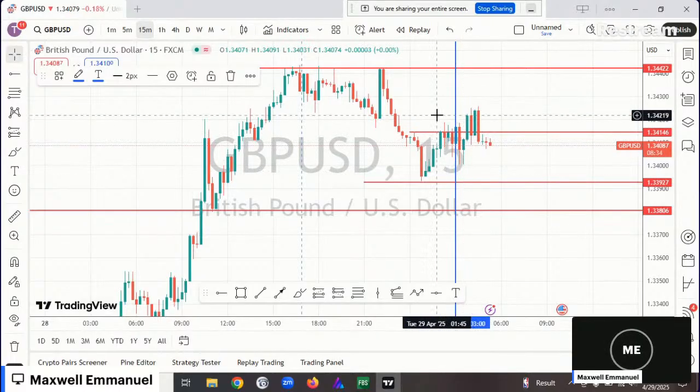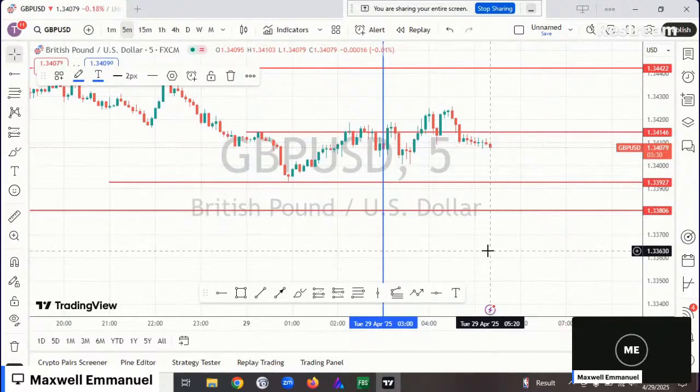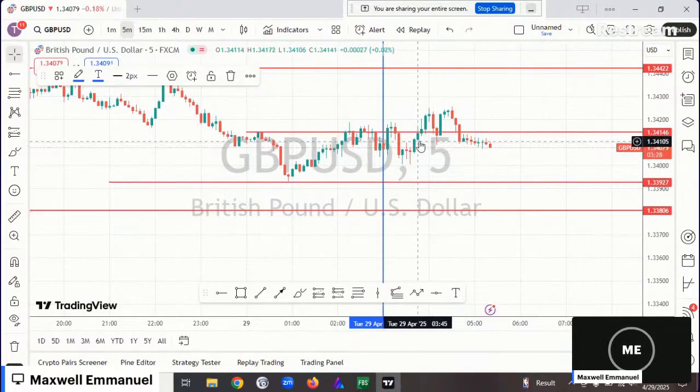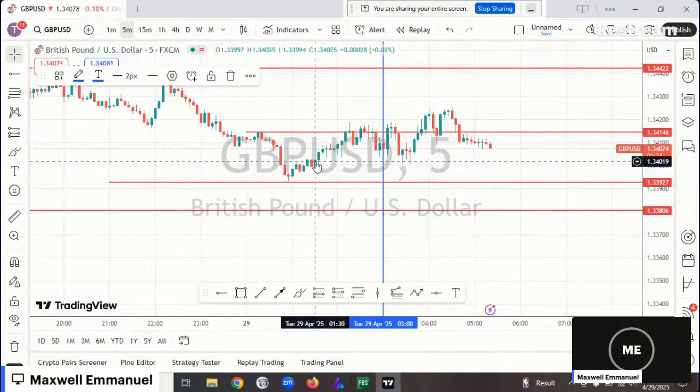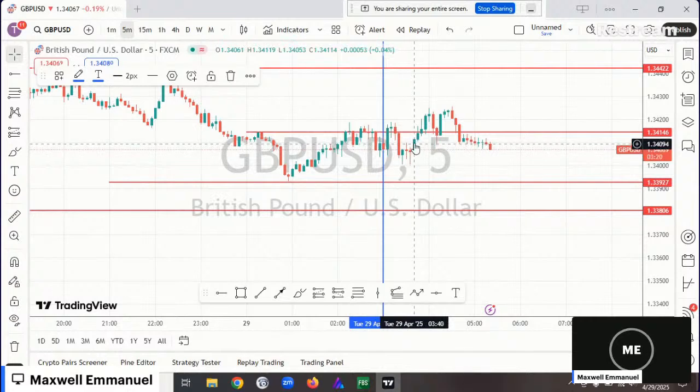Okay, let's see 5 minutes. Okay, so there's a fair value gap here. I think we have a fair value gap here. We had another fair value gap here. This one has been filled. So price might just want to fill this fair value gap.